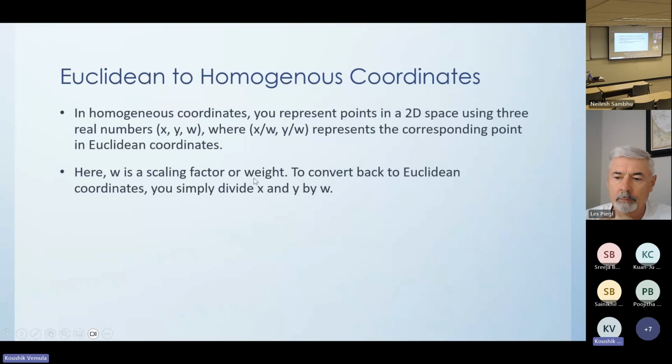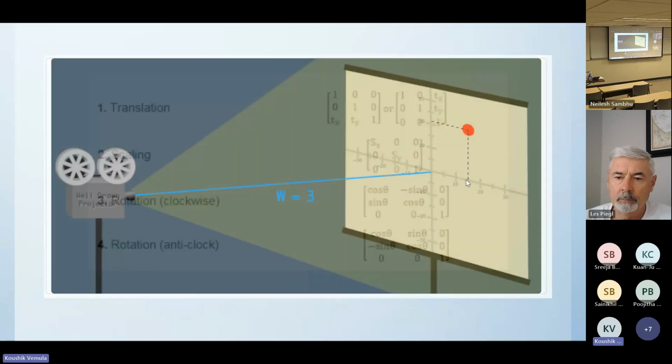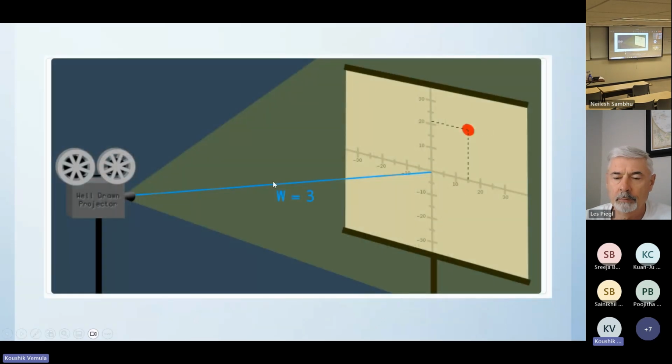W is a scaling factor or weight. To convert back to Euclidean coordinates, you simply divide x and y by w. We can see the use of w with the example. Here we can consider when w is 3, the point has been shifted to the red point over here, with a bigger margin, like 21 and 15. But when we consider w as 2 or 1, the points shift.